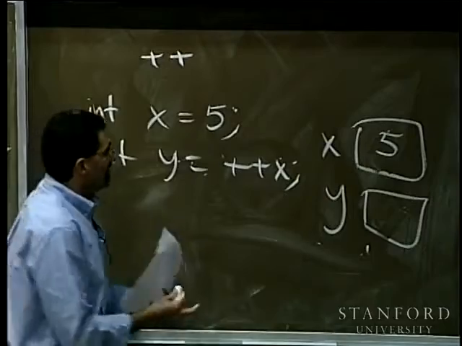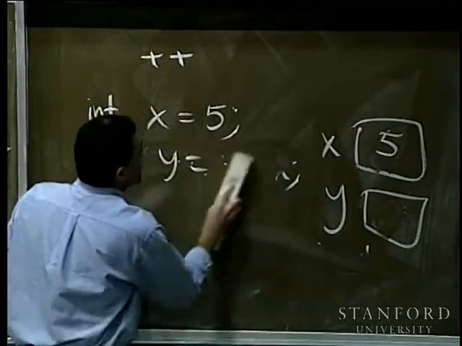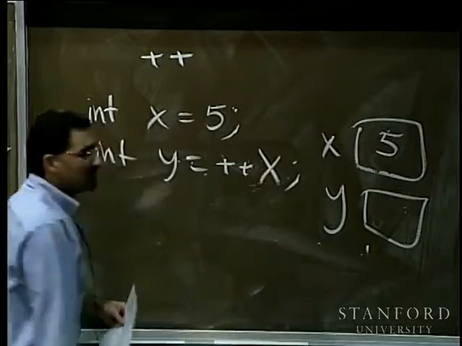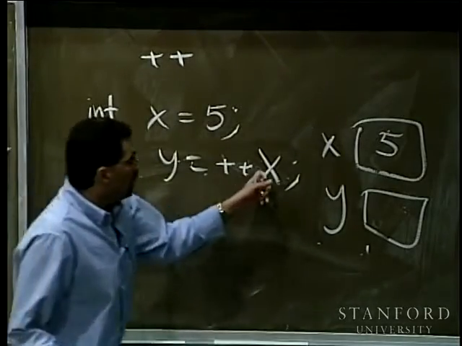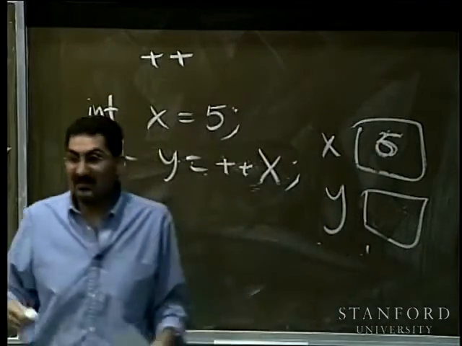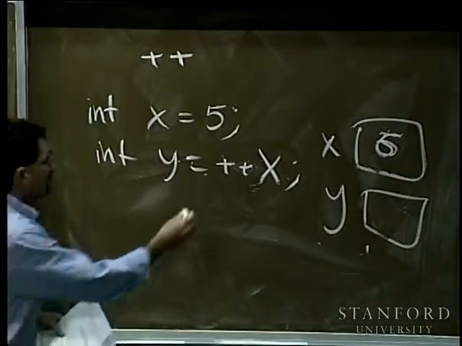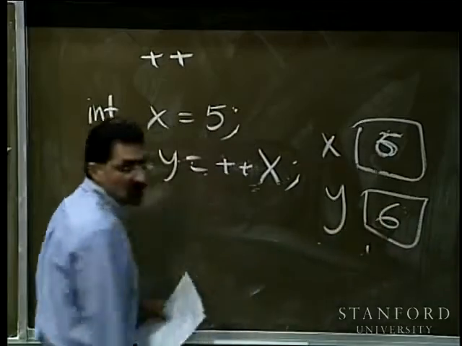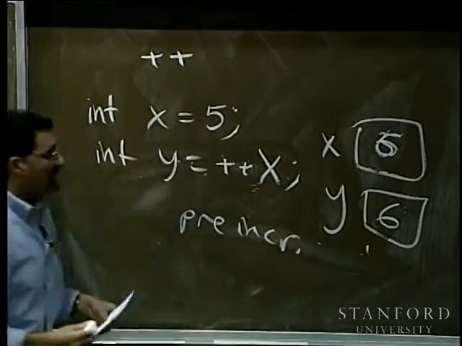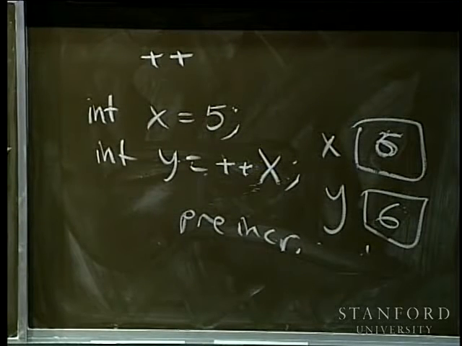Then I say that looks like just a whole bunch of, let me make that a little bit more clear. I just looked at that and I'm like, I can't even read what that is. Plus plus x. So what it does is it adds 1 to x, and it returns the value after adding 1. So it actually returns a 6, and that's what gets assigned to y. And this is called a pre-increment. And the reason why it's called pre-increment is I do the incrementing first. I add the 1, then I return the new value.